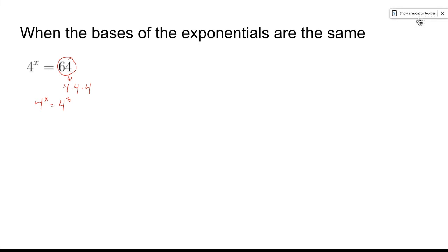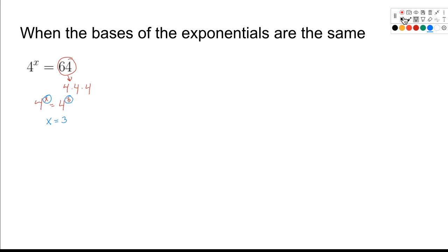And so we use this one-to-one property: for exponential functions, each input has only one output. That means this input of 3 has to be the same as this input of x, because this equation is saying they end up with the same y value. For 64, this has got to be 64. The only way that can happen is if x equals 3. So this is one way: get the bases of the exponentials to be the same, then the exponents will be equal to each other.